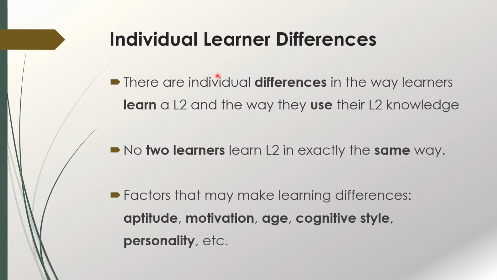So, are the learners different from each other? There are individual differences in the way learners learn a second language and the way they use their second language knowledge. Of course the learners are different and they learn differently. No two learners learn a second language in exactly the same way. What are the factors which can produce different learners? Those are aptitude, motivation, age, cognitive style, and personality.